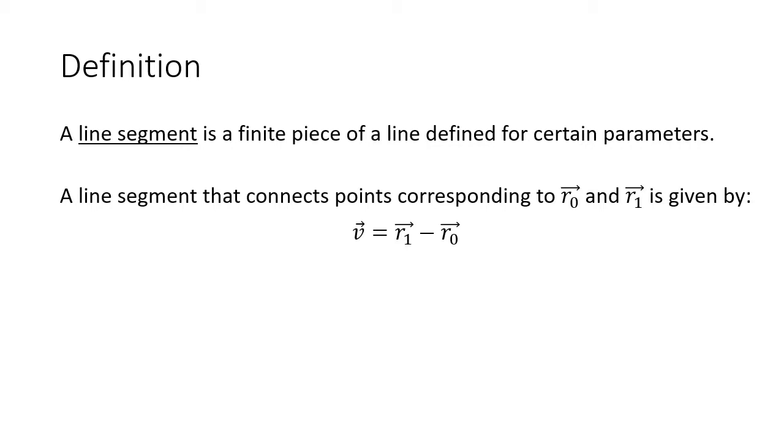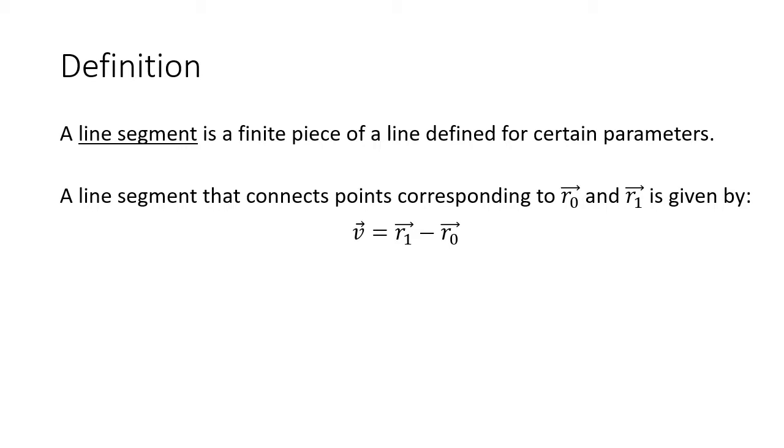Now, sometimes it's also useful to define just a line segment. A line segment is a finite piece of a line, again typically determined by certain parameters or between 2 points, so it's only part of a line. It does not extend infinitely in both directions. It's very much finite. It has a starting point and an ending point.